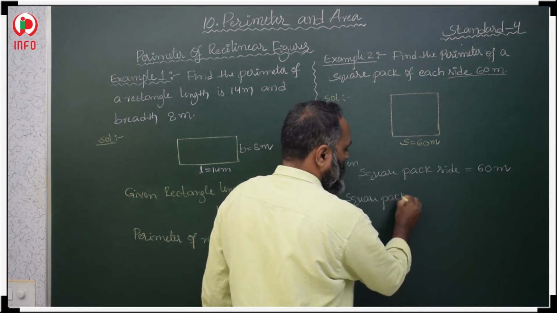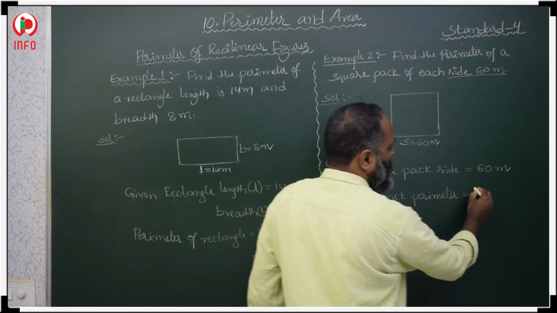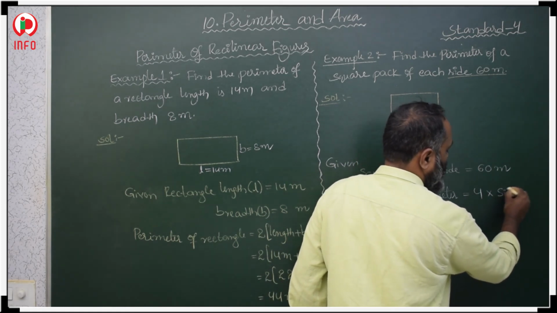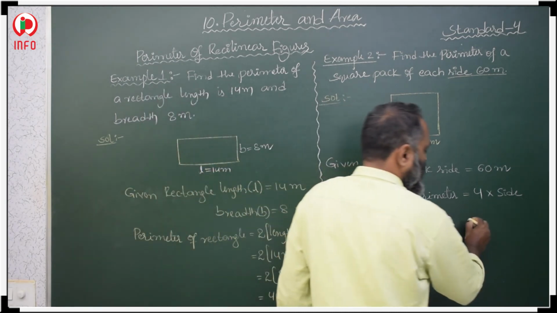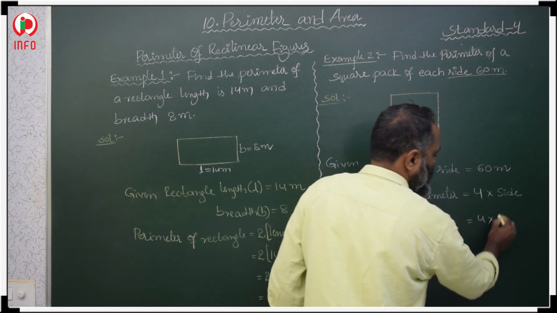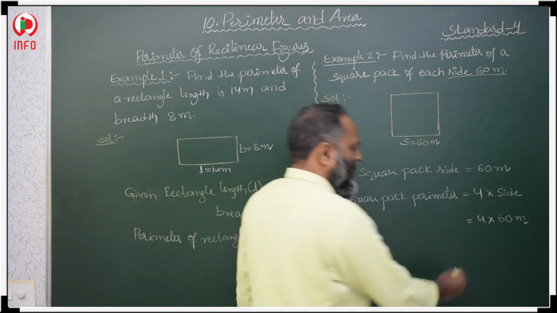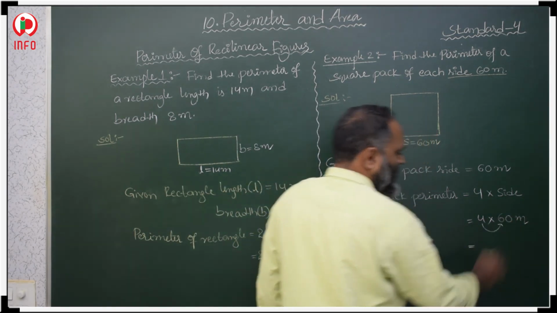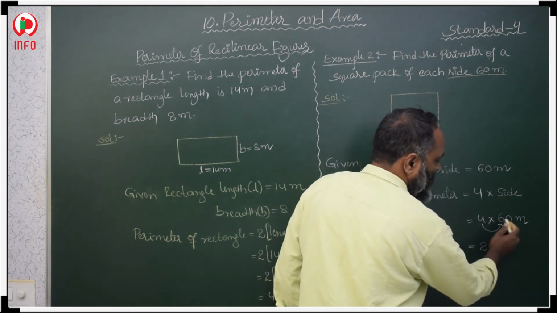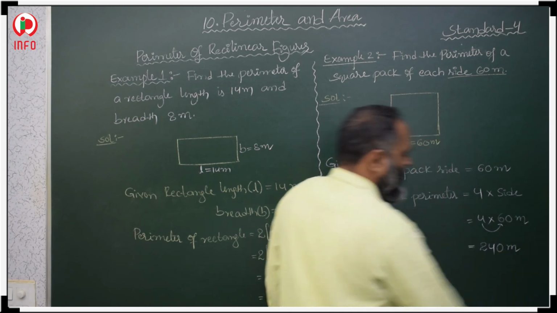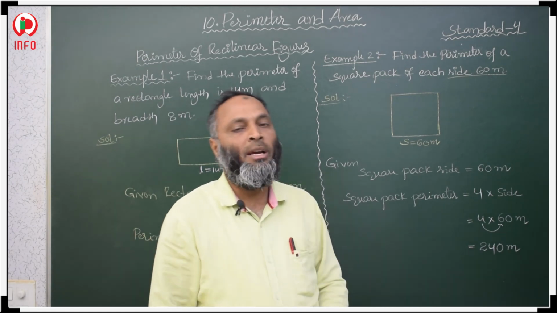The square park perimeter is 4 times side. What is the side here? Side is 60 meters. 4 times 60. How to multiply? We multiply 4 with 6, 4 6s are 24, and the 0 is left, so we write that 0. That is 240 meters. This is the square park perimeter. Okay.